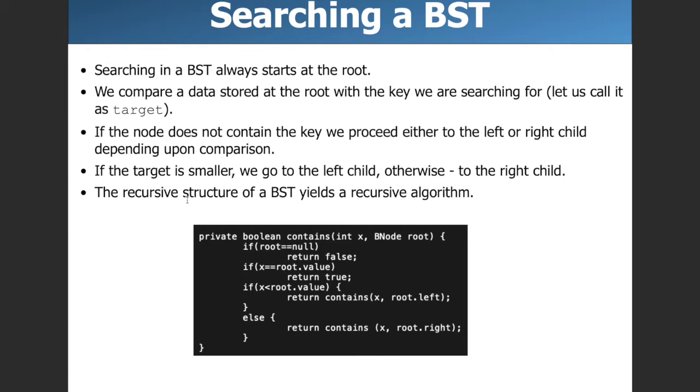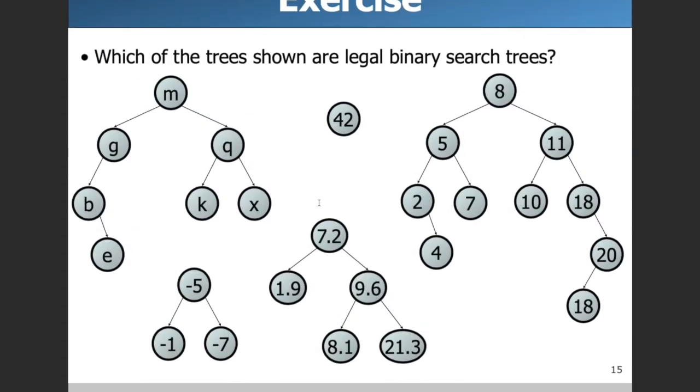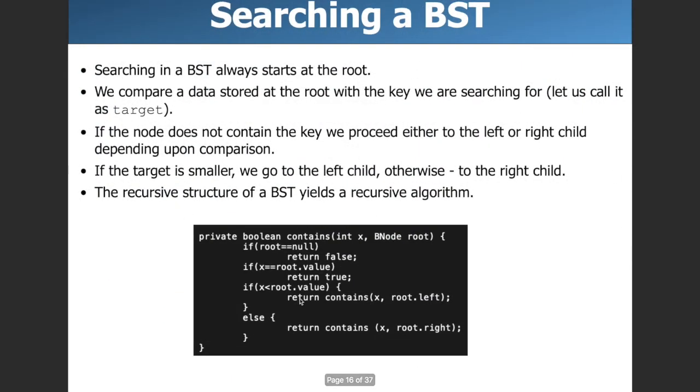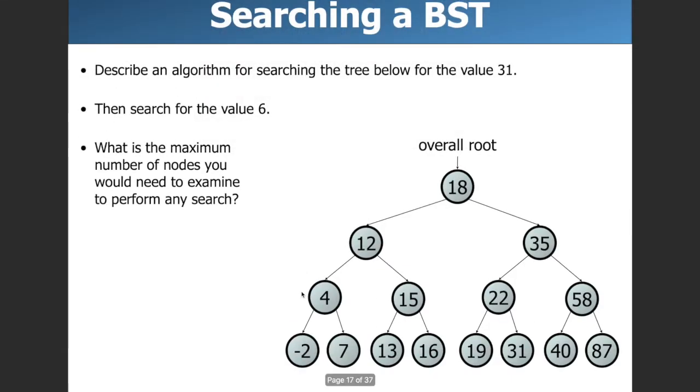The recursive structure of a binary search tree yields a recursive algorithm. Just like I told you before, binary trees are perfect for recursion. Just look at a binary tree. It's like pure recursion. Very easy to implement. A couple lines of code. So how do we search?